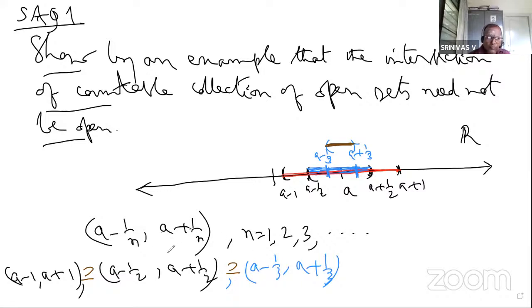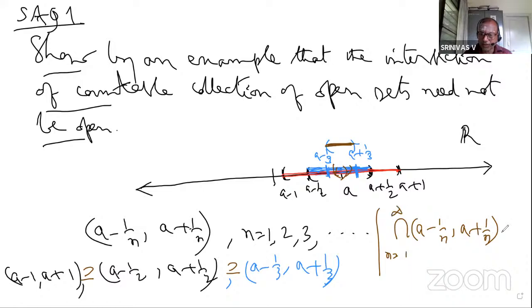If you let n go to infinity, you will be getting smaller and smaller intervals around a. What is the intersection of all of them? What is the intersection of the intervals a minus 1 by n, a plus 1 by n, as n varies from 1 to infinity? This becomes the singleton a. Each of these open intervals contains a.